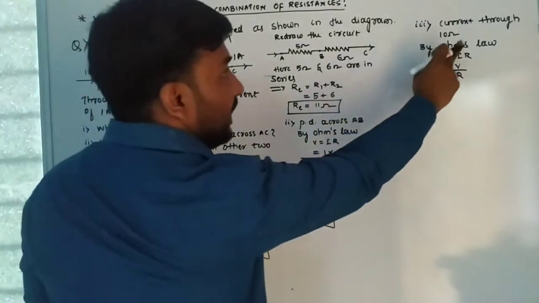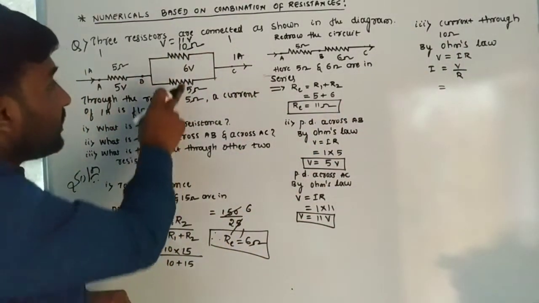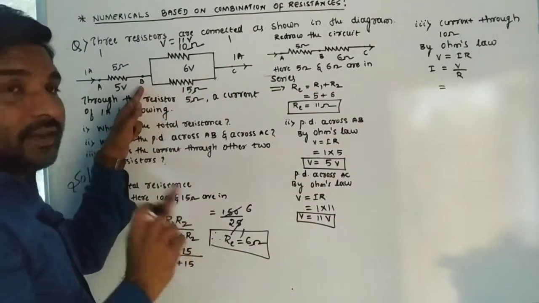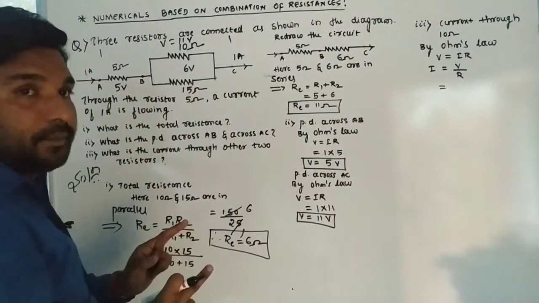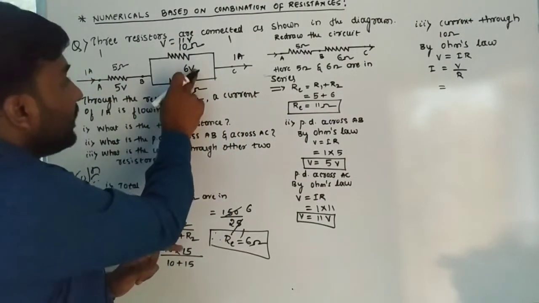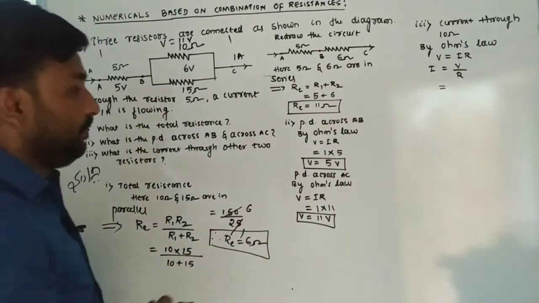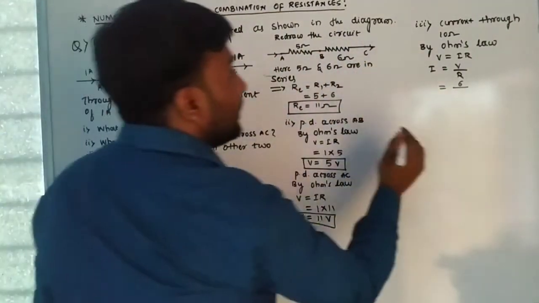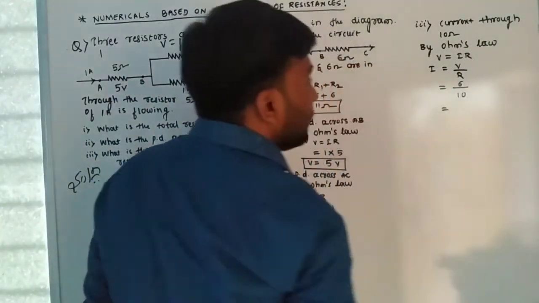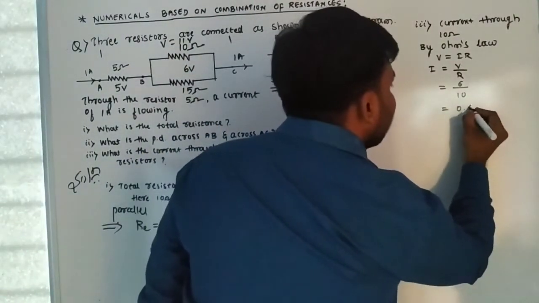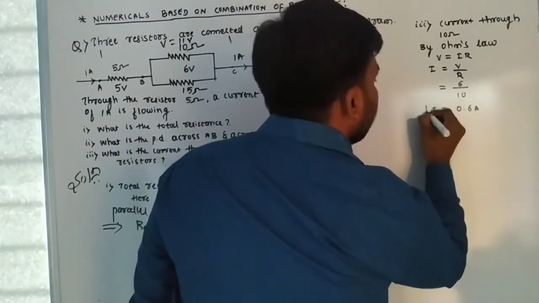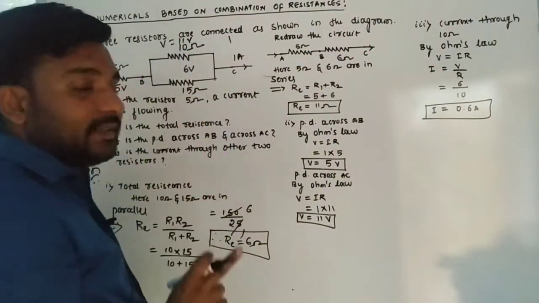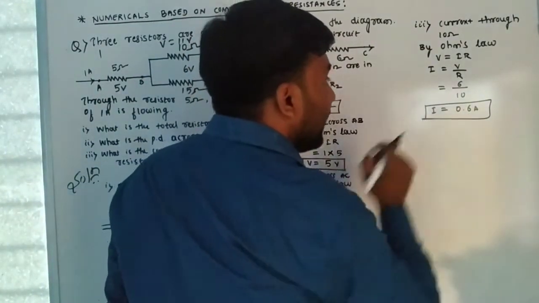Here we are calculating the current through the 10 ohm resistance. So the potential difference should be in between B and C. So here 11 minus 5, you will get 6 volt. So 6 divided by, what is the resistance? That is 10. This is equal to 0.6 ampere. So the current flowing through the 10 ohm resistance is 0.6 ampere.